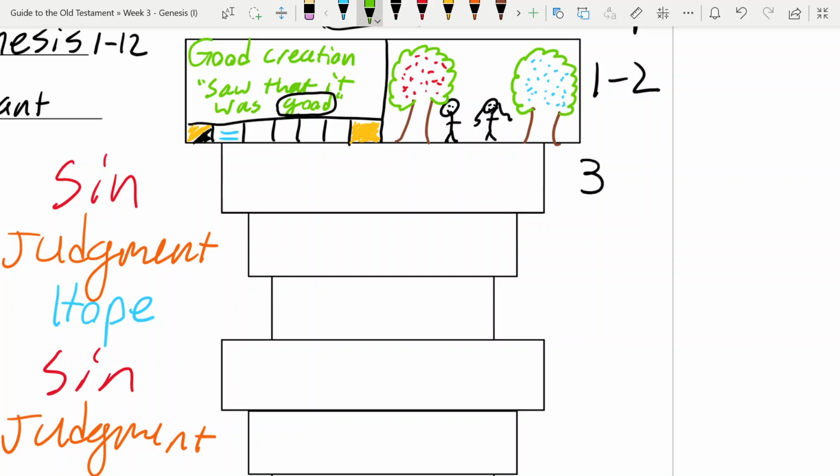Let's draw us a snake, a serpent. The serpent was craftier than all the beasts of the field. So he comes to Eve, and he tells her, no, you aren't going to die if you eat from the tree of the knowledge of good and evil. God's trying to keep something good back from you. You should try to take his place. You should eat from that tree. And unfortunately, Eve believes the snake, I should say.